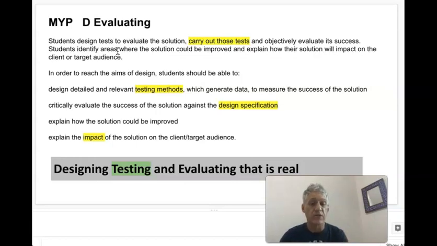And in that way, we can reach the top criteria, because then we can carry out the tests and we can make them authentic. This will help us get detail into the testing method. It will help us focus on the design specification, and by getting this in there, we can really then assess how we could improve the product and make realistic recommendations. And the last thing we might really want to be focused on is that we need to explain the impact on society and the wider environment, and the impact of the solution on the client, particularly as well.